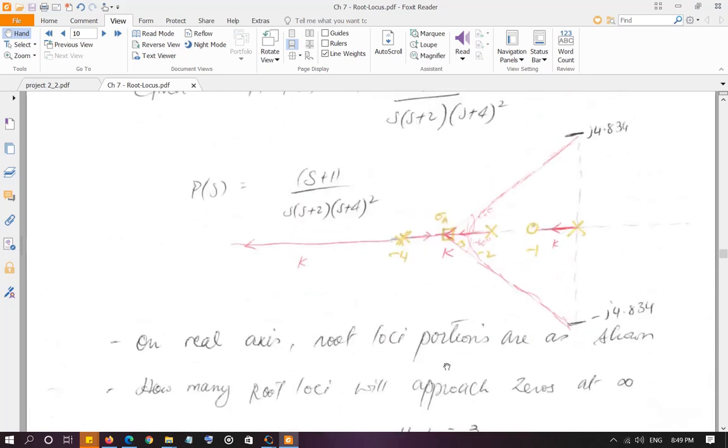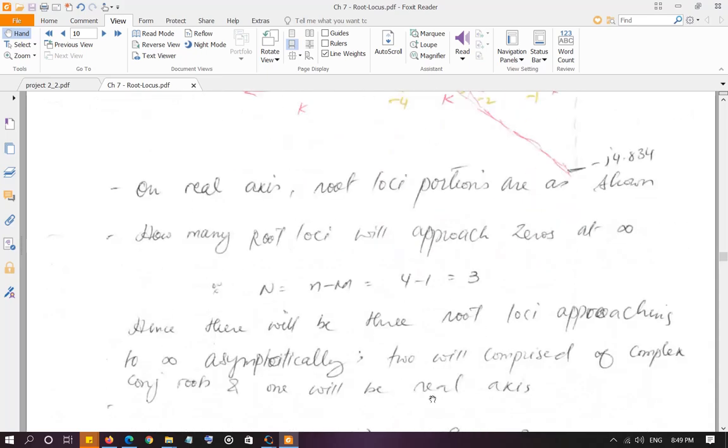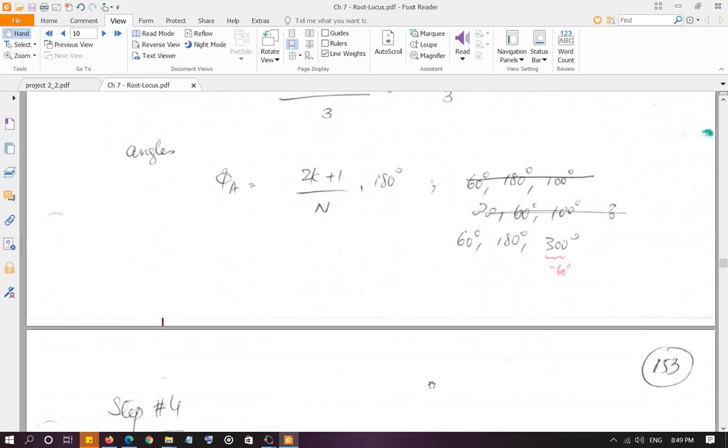So that's the third step, to calculate the centroid and the angle of asymptotes along which the zeros will be located at infinity.